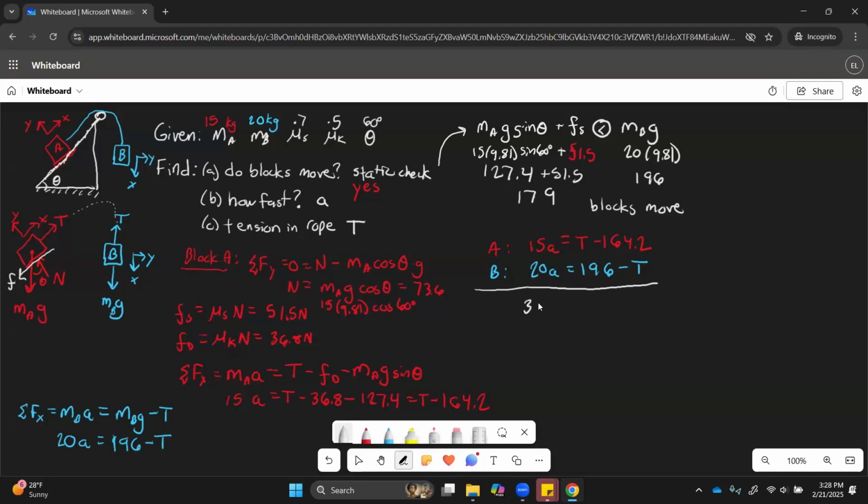And so if we do that elimination, we'll get 35A equals 196 minus 164.2. And so A equals 196 minus 164.2 divided by 35. We put that into a calculator, and A equals 0.914 meters per second squared.